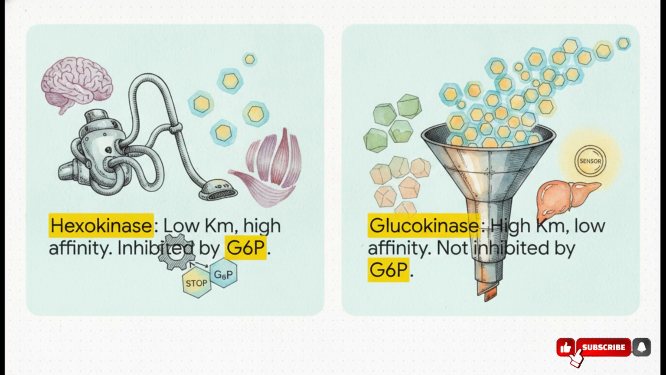However, it has a low Vmax, or maximal velocity, meaning it won't take more than the cell actually needs. It's also inhibited by its own product, G6P. So if the cell's full, the enzyme just shuts off.